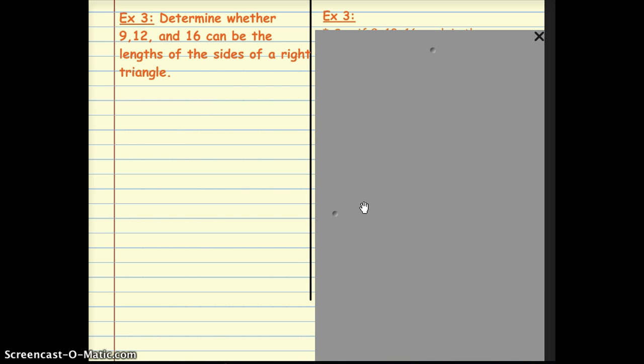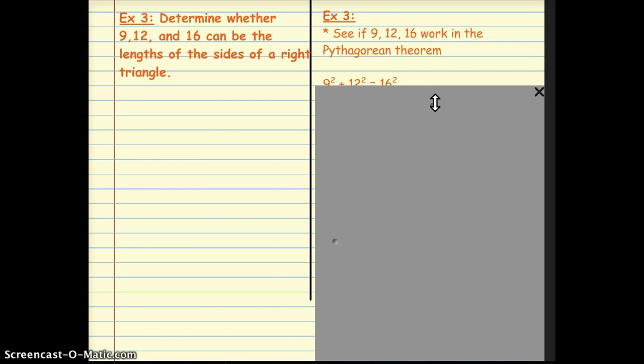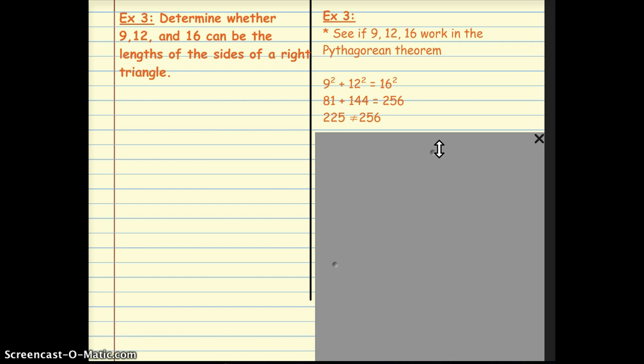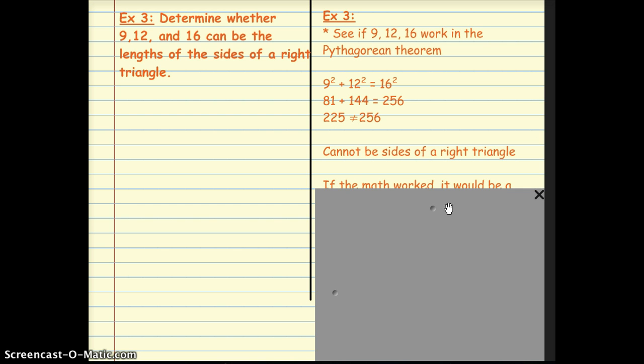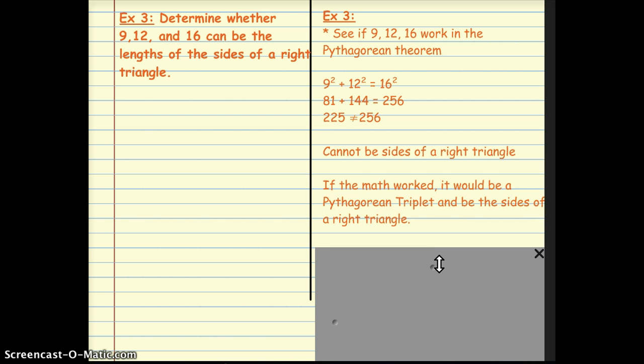The last one, determine whether 9, 12, and 16 can be the sides of a right triangle. Well, if they are a right triangle, they will work in the Pythagorean theorem. So we got to try 9 squared plus 12 squared equals 16 squared, which is 81 plus 144 equals 256. That math does not work, so it's not the sides of a right triangle. If the math did work, it would be a Pythagorean triplet and the sides of a right triangle.